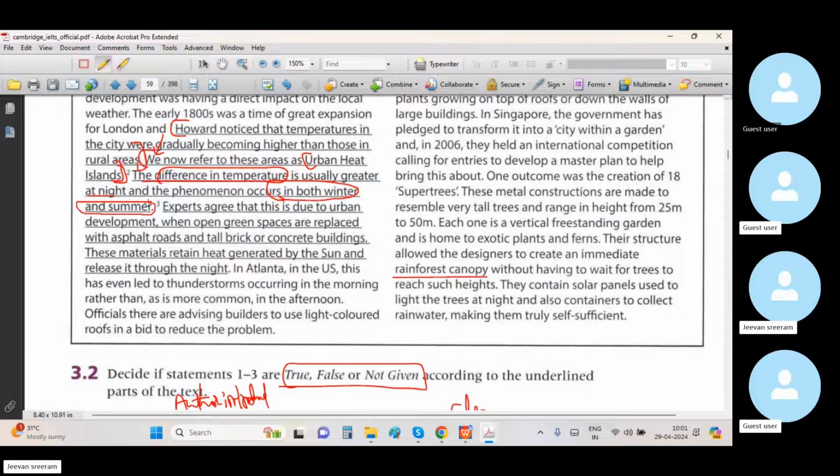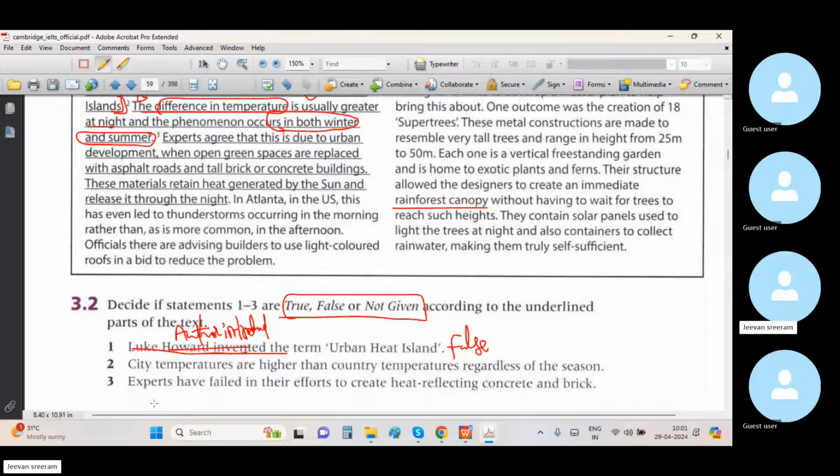So generally, you can define temperature differences in winter and summer only. You won't be much concerned about temperature differences in the rainy season, right? The only things we generally discuss when it comes to temperature differences are in winter and summer. There are temperature differences between rural and urban areas. So that's true. There is a clear line: city temperatures are higher than the country, regardless of any season, meaning in all the seasons.